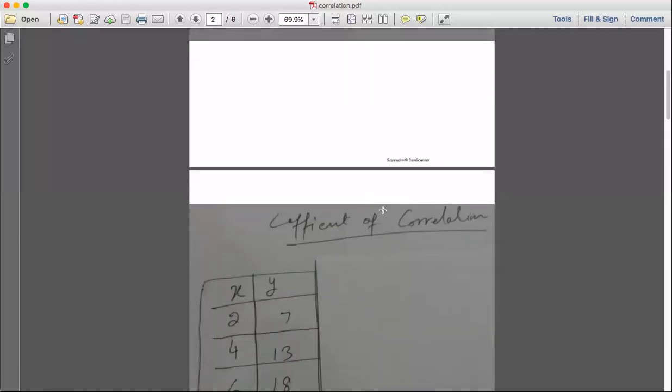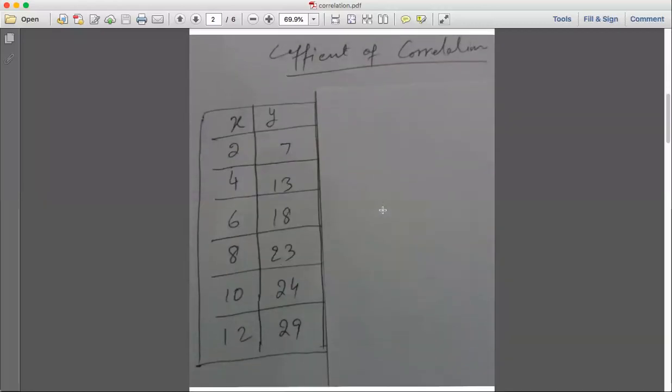For example, we have a question, this one. The question is, find the coefficient of correlation between these two variables x and y, and the values of x and y you can see, and please note down these values x and y. So x is 2, 4, 6, 8, 10, 12. Y is 7, 13, 18, 23, 24, 29.